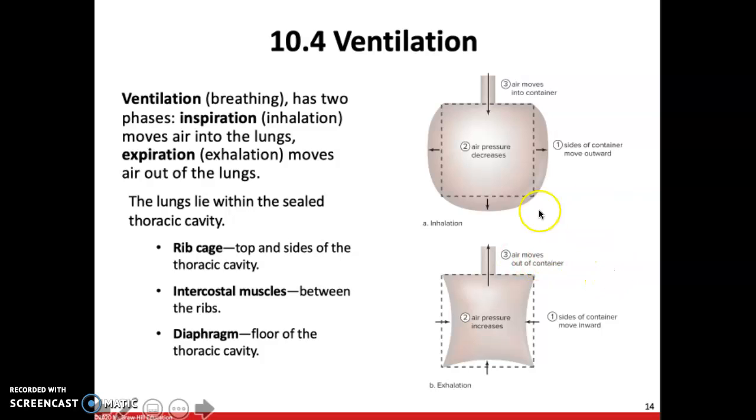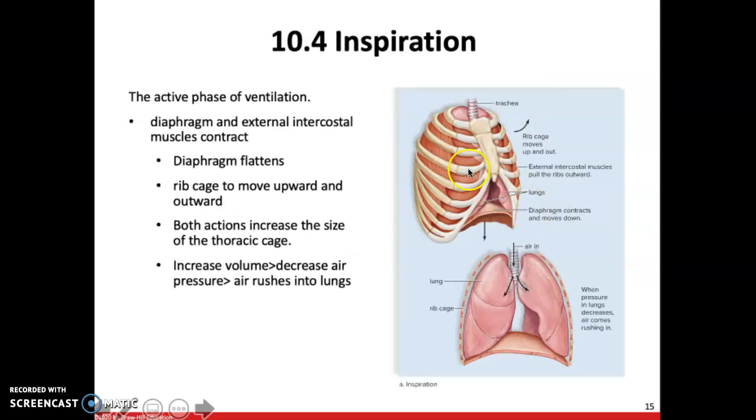The interesting thing is that the lungs lie within a sealed thoracic cavity. There's the rib cage, which is the top and the sides of the cavity, and then the intercostal muscles between the ribs, and then the diaphragm forms the floor of the cavity. The lungs are going to stick to the thoracic wall by way of the pleura. Remember, I mentioned that the pleura is covered in that mucus, and surface tension is what forces the lungs to stick to the thoracic cavity. The space between the two pleura is minimal. It's filled with that pleural fluid.